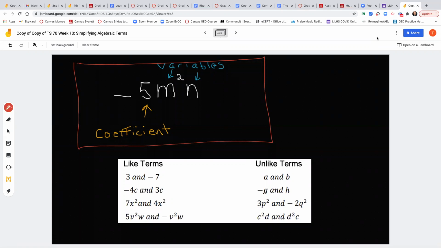So I just wanted to kind of reinforce a couple of concepts, what we've just been talking about here. So in this number at the top of the screen, negative 5m squared n, okay? We already talked about that the letters are considered variables, okay? And they vary. To vary means to change, okay? Depending on what numbers would actually solve the equation, okay?